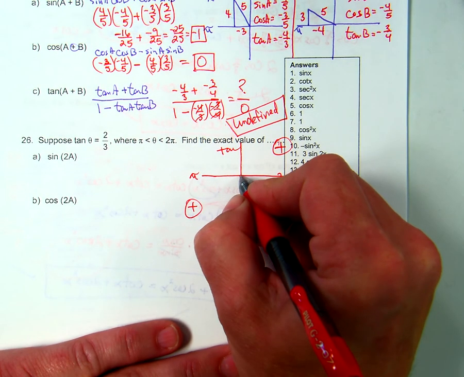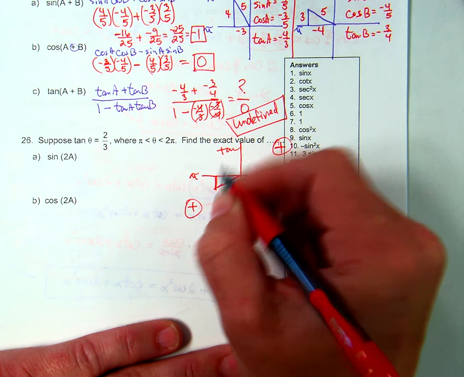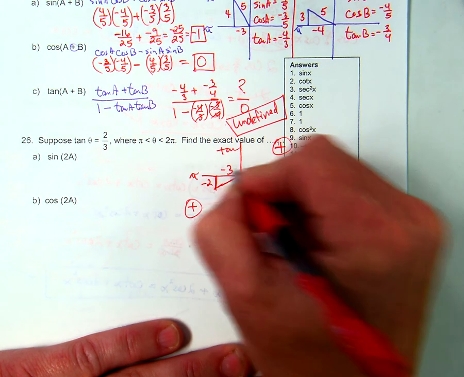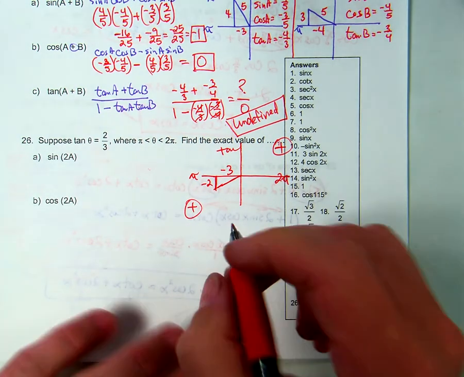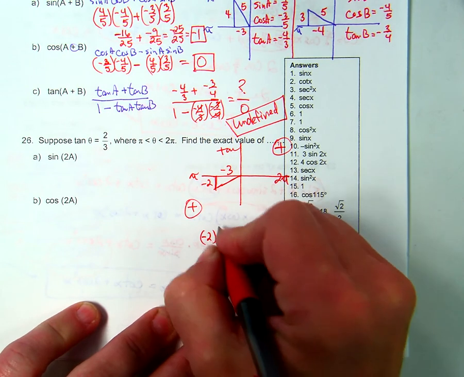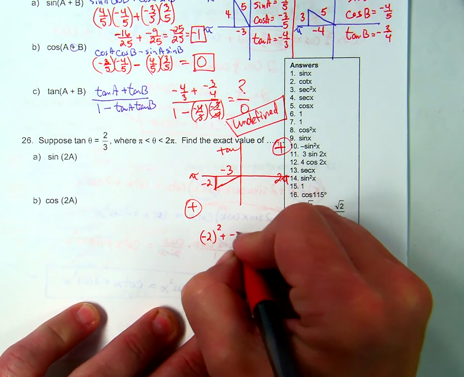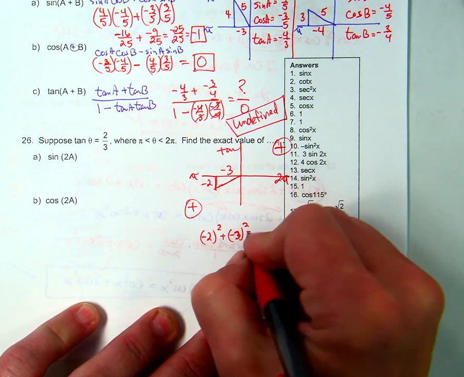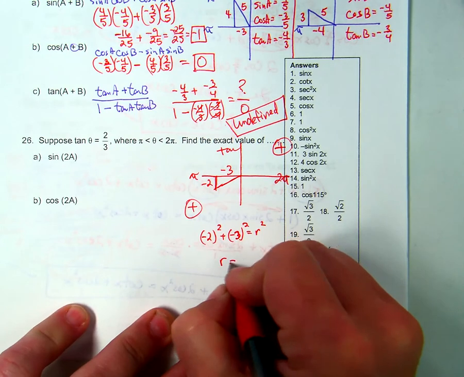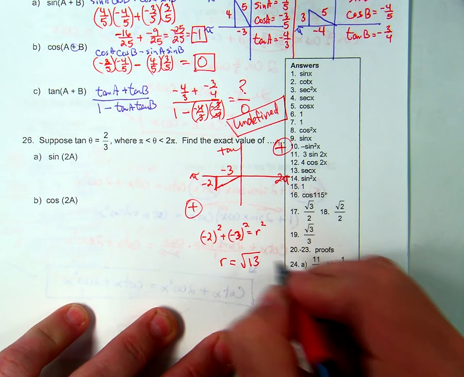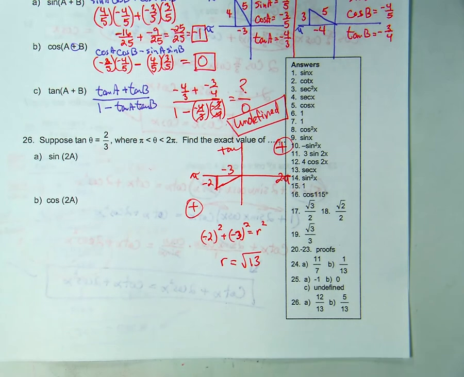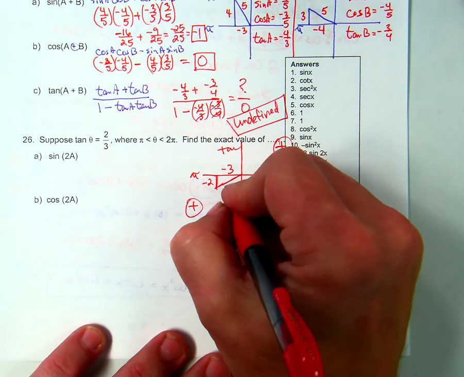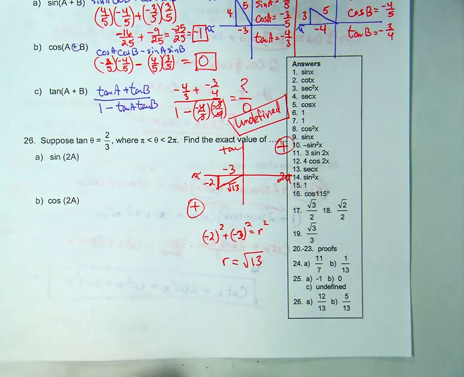We know that it is y over x. So we know it's a -2 and -3. If I did my Pythagorean theorem to find out what the r value is, then I would find out that r is equal to the square root of 13. 4 and 9, which is 13. So r is the square root of 13.